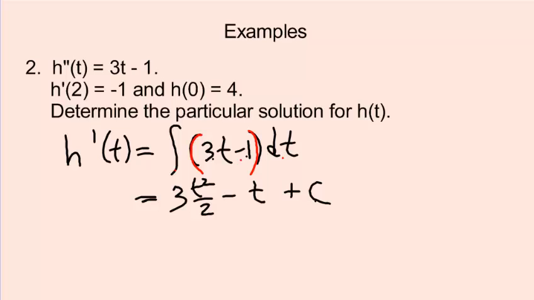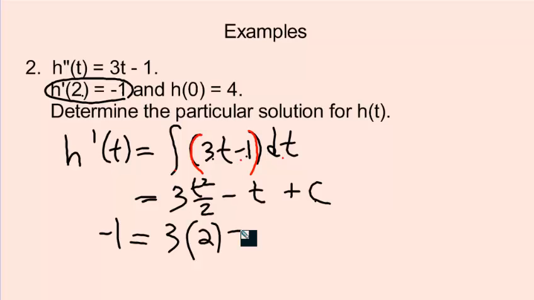Since I'm at an h prime level, I'm going to use the initial condition that's given to me for h prime. Make sure you're using apples with apples, or I don't know, use dog food with dogs and cat food with cats. I don't know, some dogs will eat anything. But I can plug negative 1 in for my y value and then 2 in for my t value. I get 3 times 2 squared over 2, which is 6, minus t is 2, plus c. So here c would have to equal, let's see, 6 minus 2 is 4.